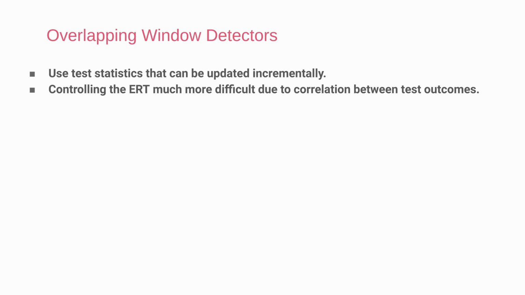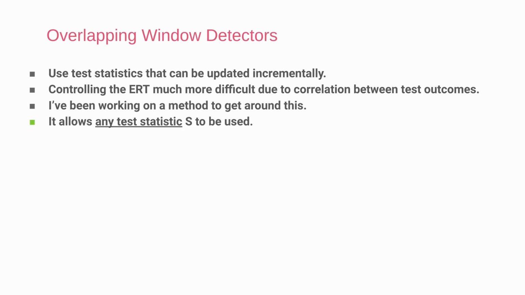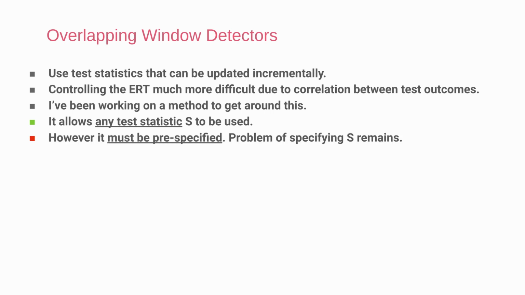And this is something that I've been working on: how we can configure detectors to target a given expected runtime. And it turns out you can do it using any test statistic that you like. However, unlike the disjoint window approach, it must be pre-specified. So we can't learn a test statistic for each new window. And therefore, we still have this problem of specifying a test statistic which is small under no change and large under change.